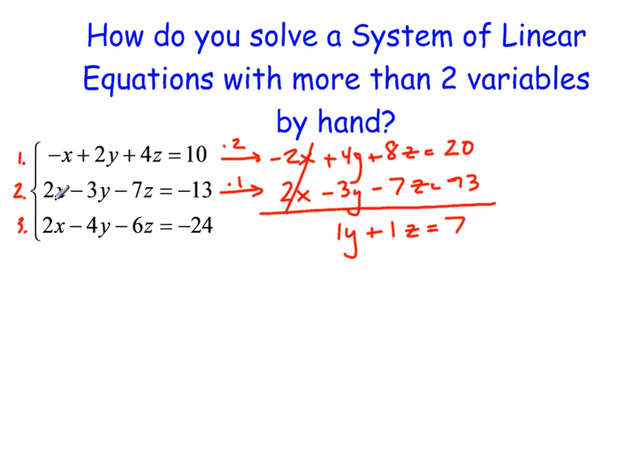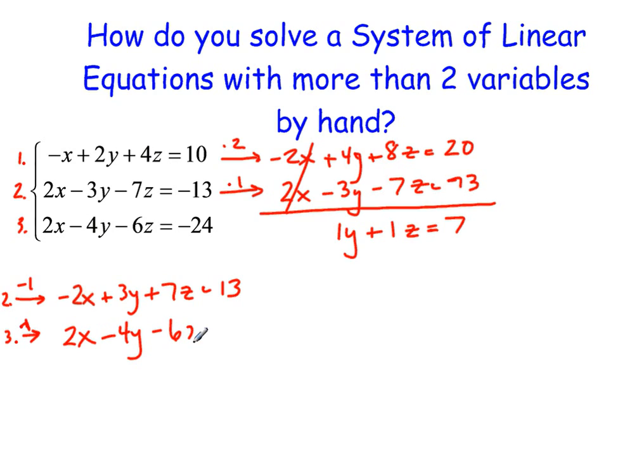Let's try that again. So let me look at equations 2 and 3. I'm going to take equation number 2 and multiply it by a negative 1. Okay? And that's going to give me a negative 2x, a positive 3y, a positive 7z equal to a positive 13. This is equation 2, just so you know. I'm just going to rewrite equation 3 exactly how I see it, so in essence, multiplying it by a positive 1. I'm going to get a positive 2x, negative 4y, negative 6z equal to negative 24.